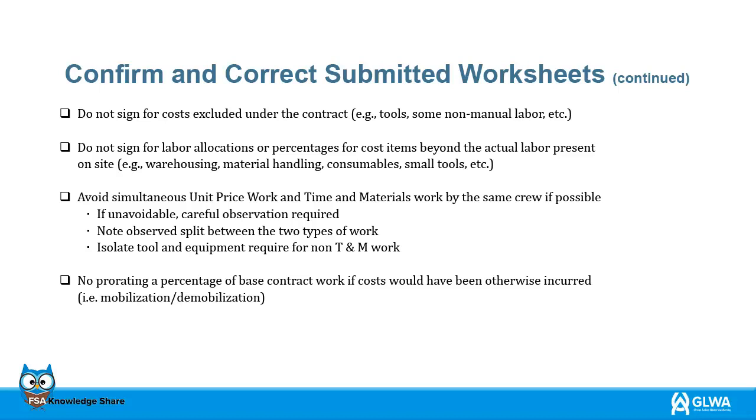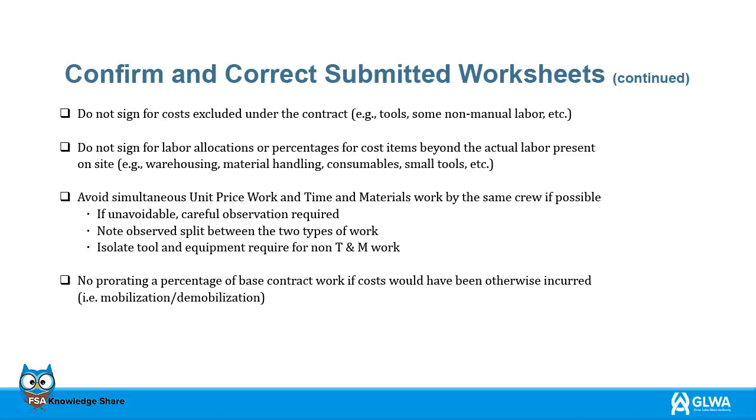Contract compliance is essential for all parties and the project manager should be aware of the following. Do not sign for costs excluded under the contract, for example, tools, some non-manual labor, etc. Do not sign for labor allocations or percentages for cost items beyond the actual labor present on site, for example, warehousing, material handling, consumables, small tools, etc.